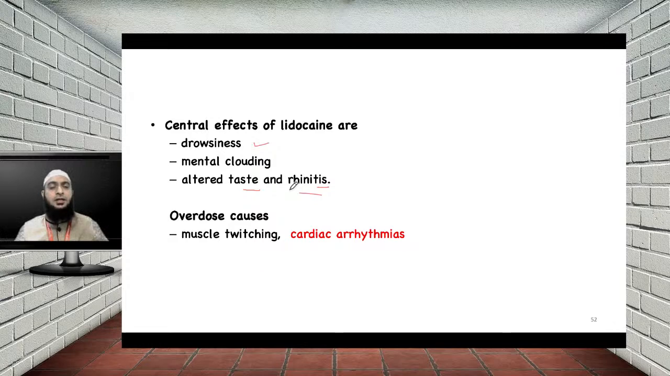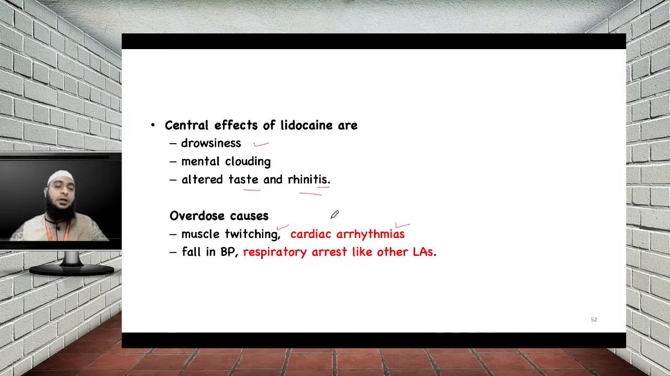Let's see what happens in case of overdose. So if there is inadvertent overdose of lidocaine, then it may produce problems related to muscle twitching. It produces cardiac arrhythmia, that is a very uncommon symptom. Then it produces a fall in blood pressure, and lastly it produces respiratory arrest like other local anesthetics. So these are the symptoms we already saw as adverse effects of local anesthetics, and lignocaine or lidocaine is not exceptional to this.